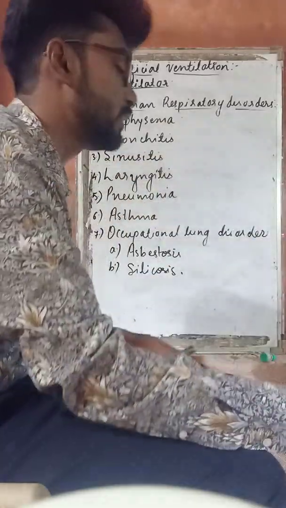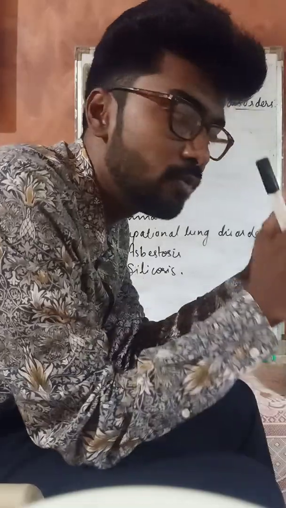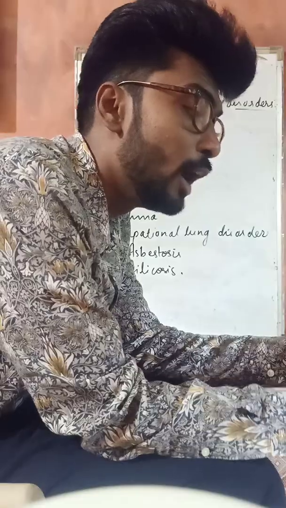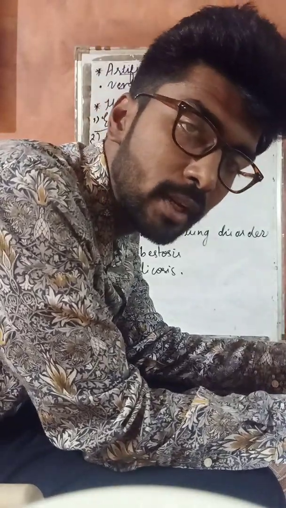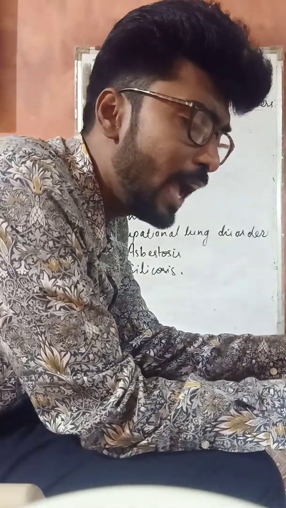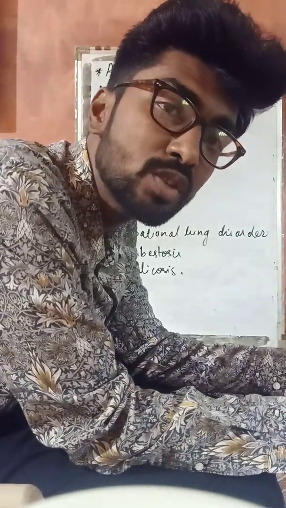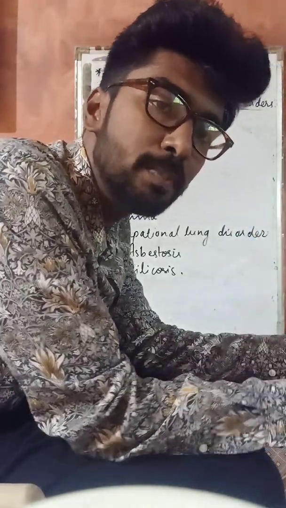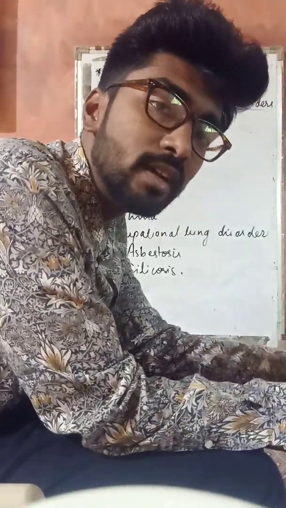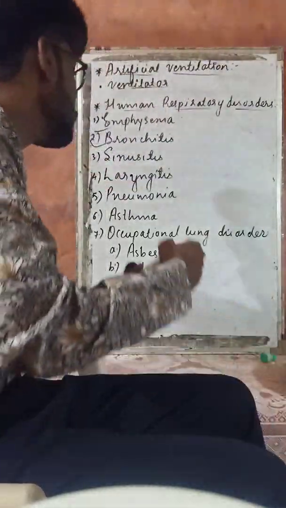Second is bronchitis. Bronchitis is the inflammation of the bronchi. We all know that the trachea gets divided into two branches called bronchi, so inflammation of the bronchi is called bronchitis. It might be of two types: chronic bronchitis and acute bronchitis. The major differentiation is that in acute bronchitis you will get a yellowish colored fluid or mucus released out, and there is inflammation of the bronchi.